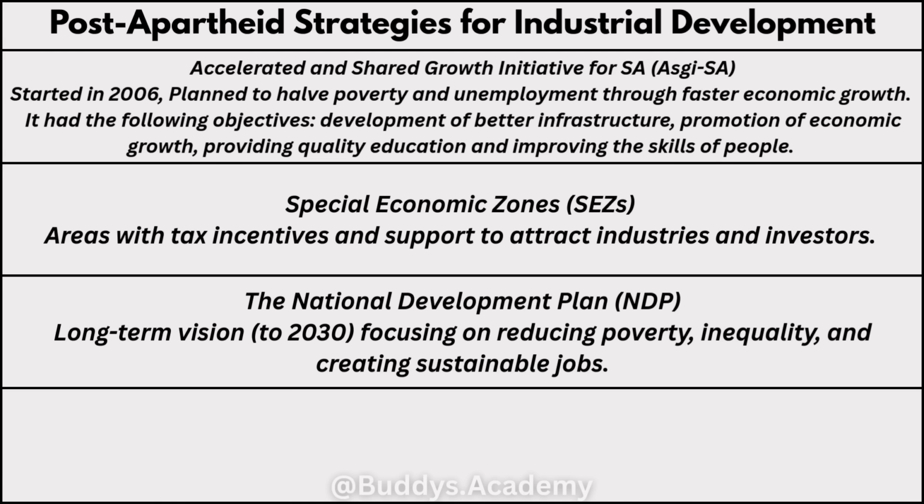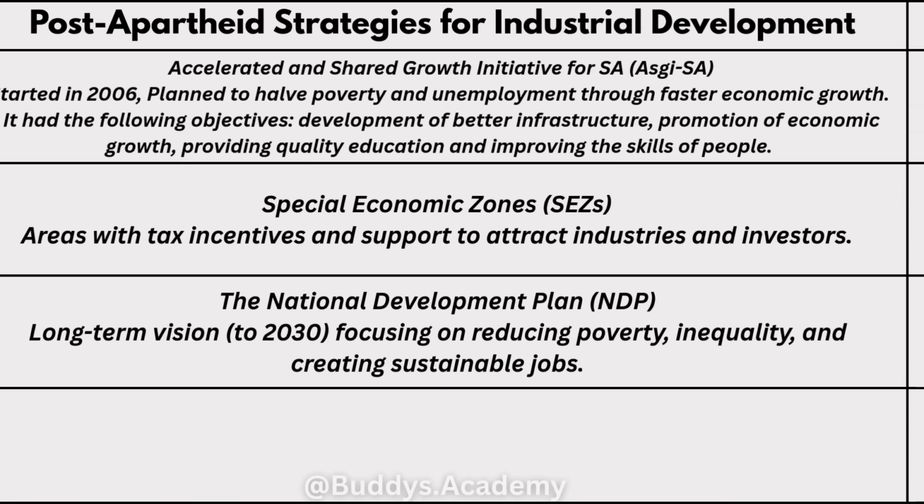We have your Special Economic Zones, so your SEZs. And these are going to be areas with tax incentives and support to attract industries and investors. And the last strategy would be your National Development Plan, so your NDP. And this was basically a long-term vision, right, to about 2030. And that was focusing on reducing poverty, inequality, and creating sustainable jobs.